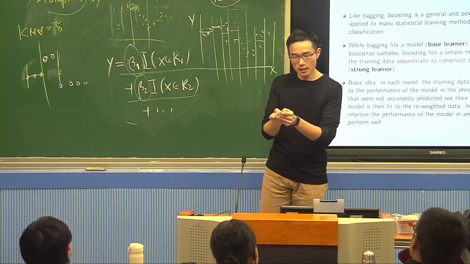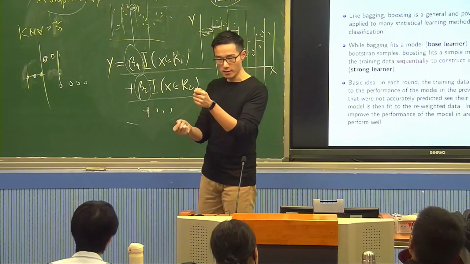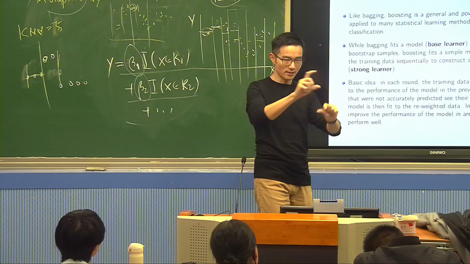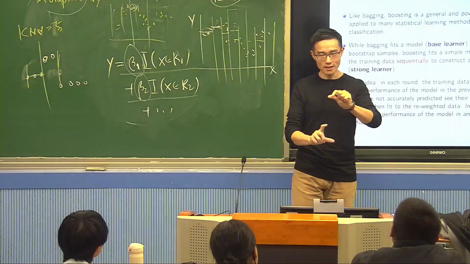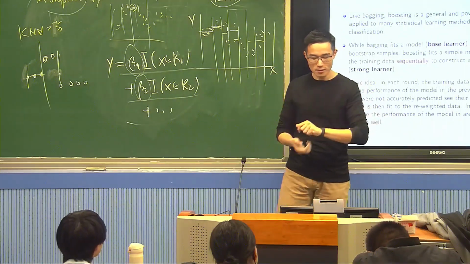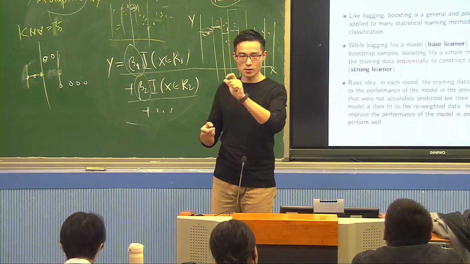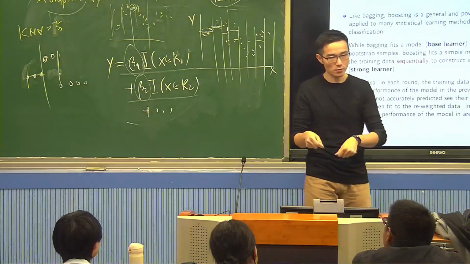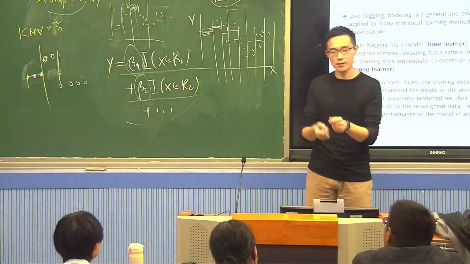The idea of boosting is to fit many trees sequentially. So I fit one tree, and then another tree, and then another tree, and then another tree. And we don't average, okay, because it's sequential. After fitting the first tree, I use the results from the first tree to fit the second tree. And after fitting the second tree, I use the results from the second tree to fit the third tree. So I sequentially fit many trees.